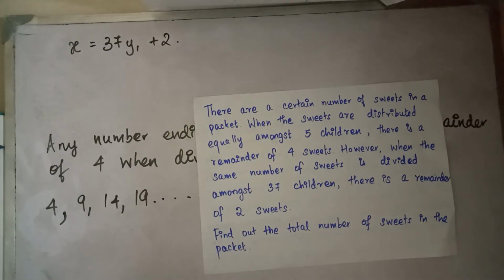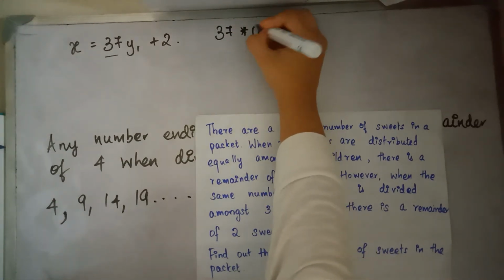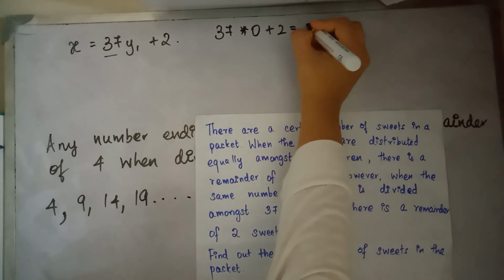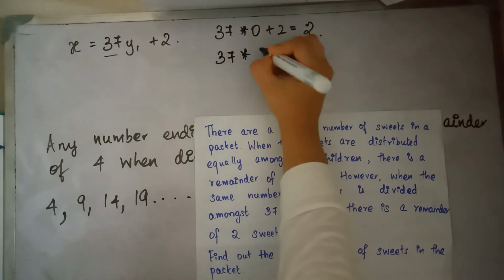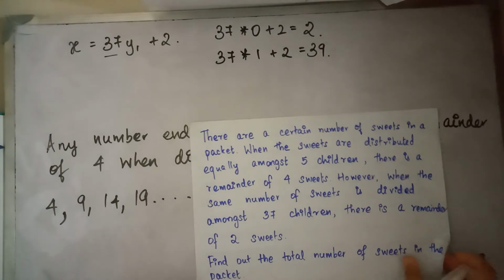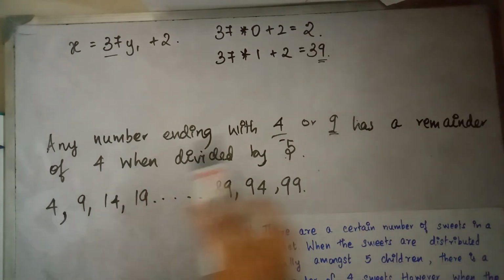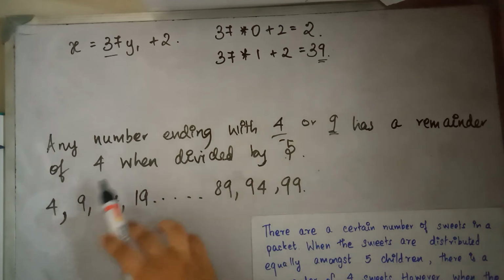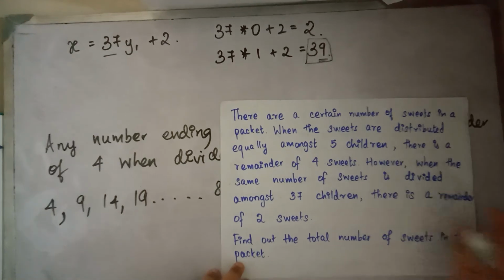Now what we'll be doing is, the 37 is a huge number. So we can easily try out the different multiples of 37 and add 2. For example, I'll be taking 37 into 0 plus 2. This gives me 2. 37 into 1 plus 2. This gives me 39. I have an end digit of 9. And any number ending with 4 or 9 has a remainder of 4 when divided by 5. So this number satisfies the first condition.